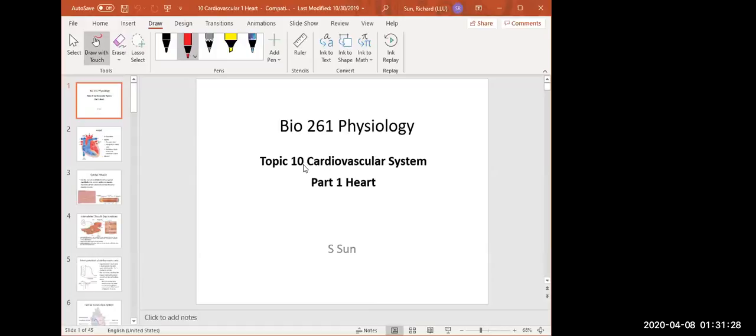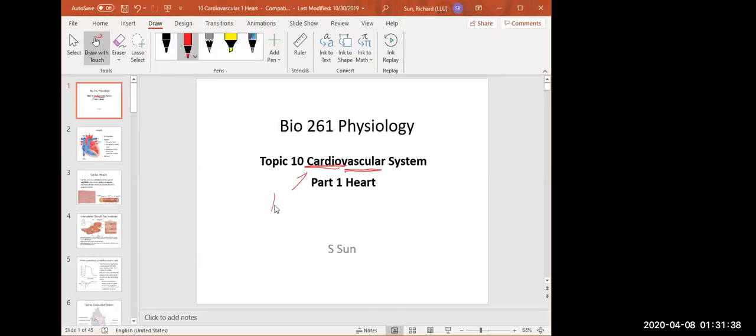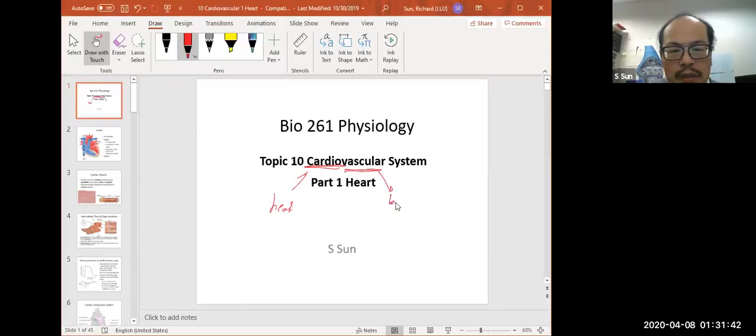So cardiovascular basically is cardio means heart. Vascular means vessel. So this one is heart. This is blood vessel. So they provide the blood circulation. They complete this circulation. This topic is very, very important.